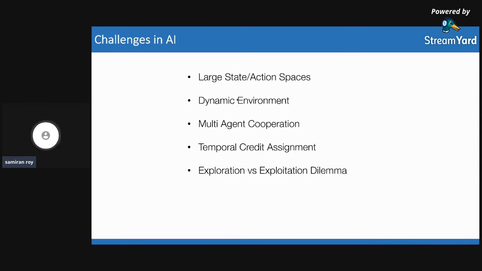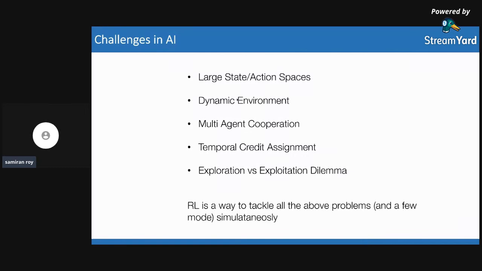So in order to solve harder problem statements in AI, we need to think about these challenges. And there are a few more challenges, but this is the crux of it. Reinforcement learning is a way to address all of these challenges simultaneously.